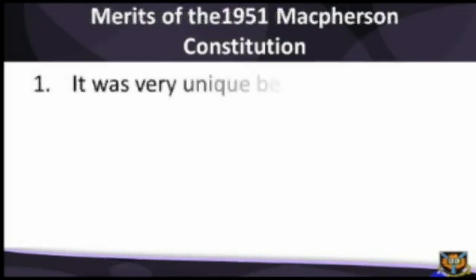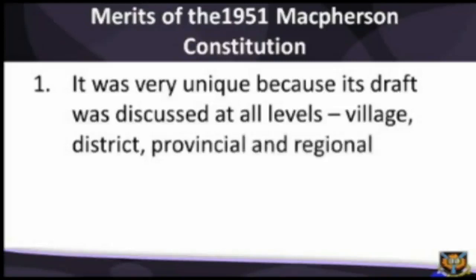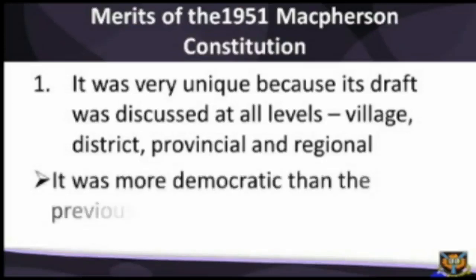Merits of the Constitution. The 1951 Macpherson Constitution was very unique because its draft was discussed at all levels: village, district, provincial, and regional, and so it was more democratic than the previous ones. Nigerians fully participated as they were duly consulted in the making of the Constitution.